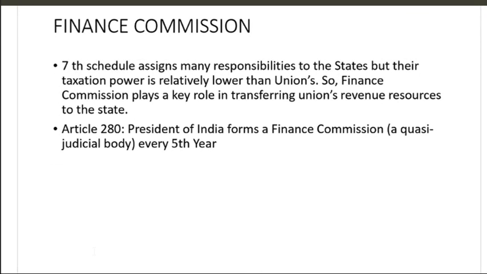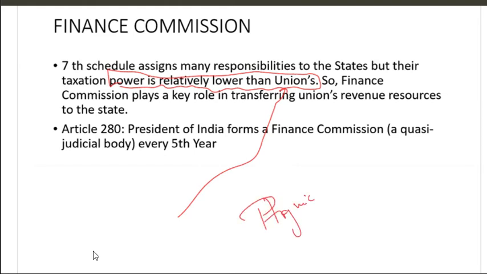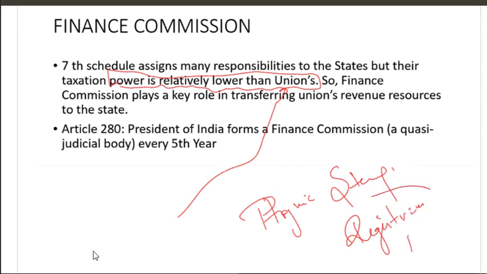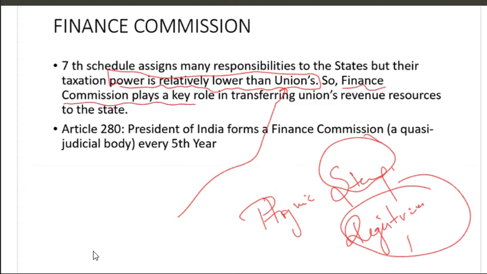First, how it is present in our constitution. See, what does this Finance Commission do? The Seventh Schedule assigns responsibility to the states, but their taxation power is relatively lower, right? Because you know, who collects income tax? Who collects corporate tax? All is done by the union. Then what is left with states? Profession tax, agriculture tax. But for popularity, what will the states do? They will not collect agriculture tax. And what is left? Stamp duty, registration of land, vehicles, right? Through that minute amount, states can't run their governments, right? So they need help from the union. For that, the Finance Commission plays a key role in transferring union revenue resources to the states.